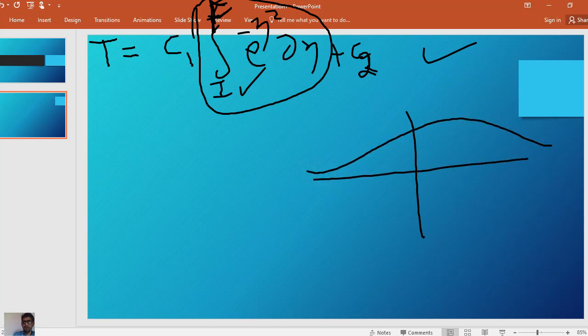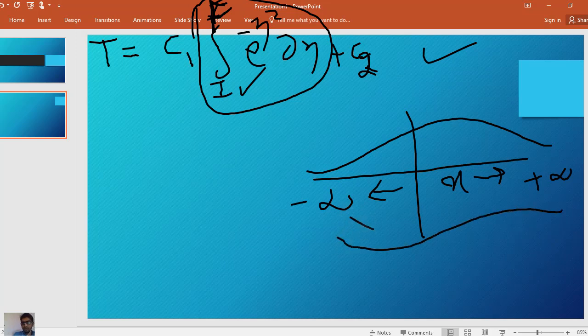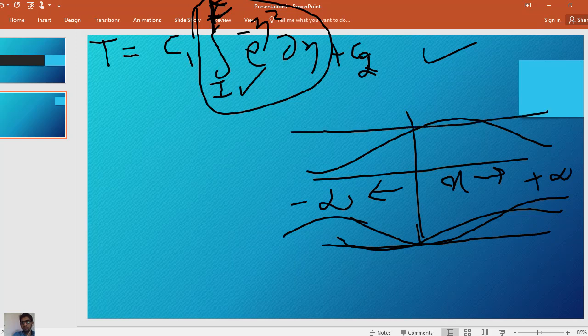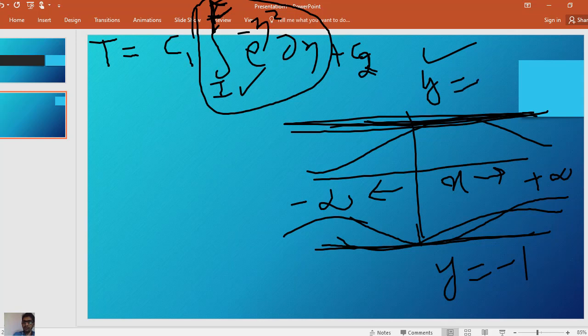It shows a curve like this, from minus infinity to infinity. Suppose this is x, and this is the tangent to the curve. It gives us the horizontal asymptote, and the area.